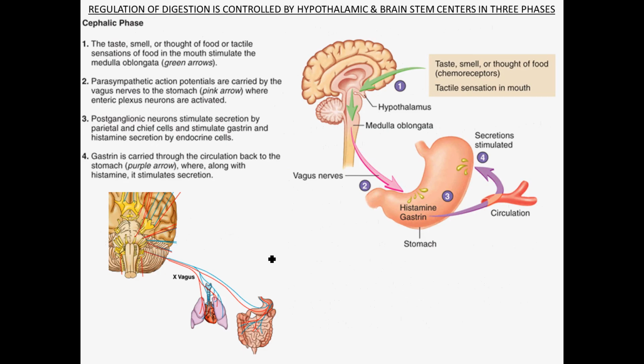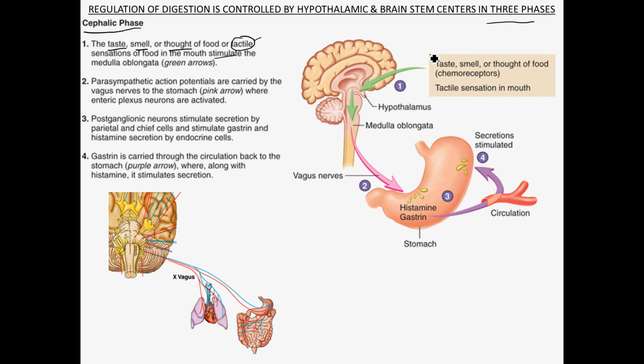So the regulation of digestion is controlled by the hypothalamus and the brainstem centers, sort of in 3 phases or 3 parts. The first part is known as the cephalic phase, and simply just like the taste, the smell, or even the thought of food, or some sort of tactile sensation of food in the mouth. And again, this tactile doesn't have to be actually food. It could be like a rubber band or something that's not food. A pebble, a stone will stimulate the mouth, stimulate the production of saliva there. So via the medulla oblongata.